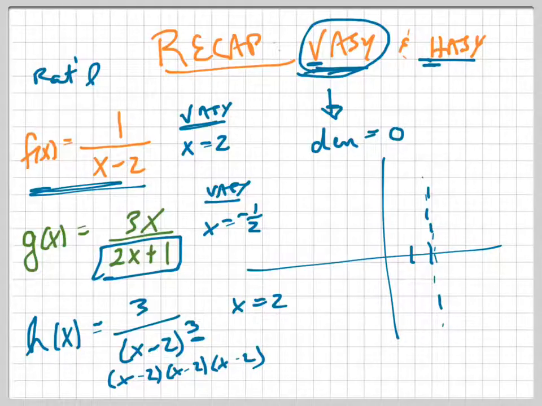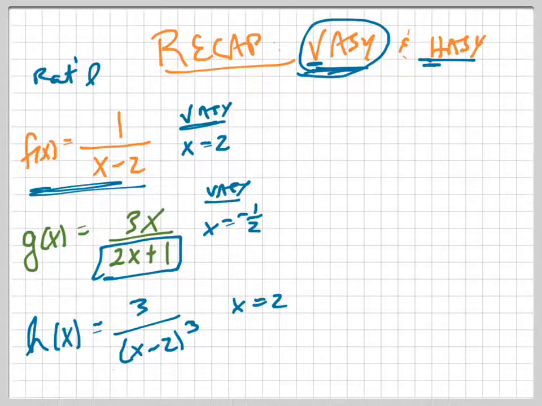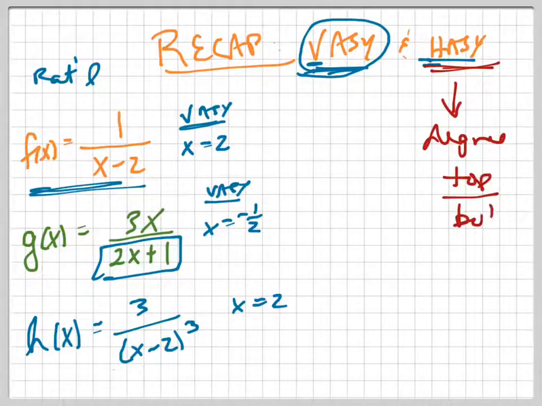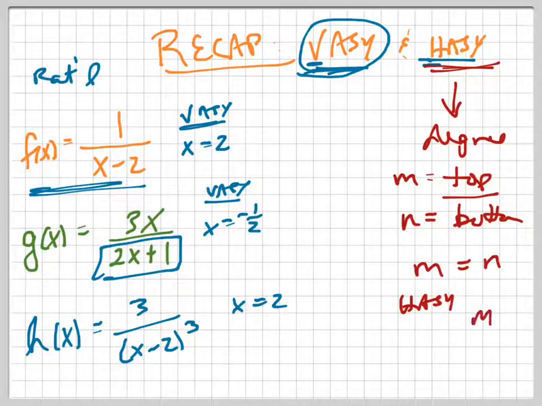Now let's talk about horizontal asymptotes. HASYs, or horizontal asymptotes, have to do with the degree of the top and bottom. So if the degree of the top, let's call that m, and let's call the degree of the bottom n. If m, the degree of the top, is equal to n, then the HASY is m over n. It's y equals m over n.